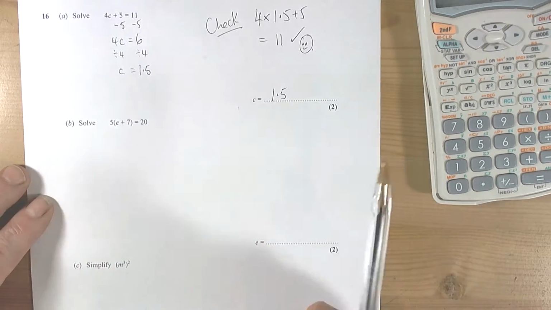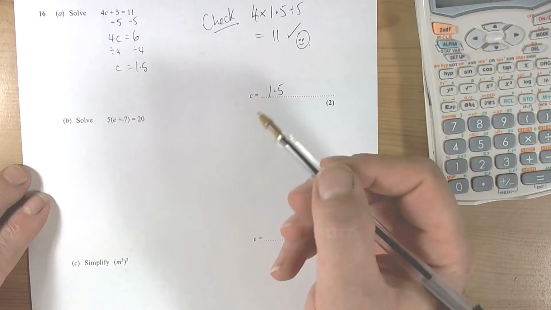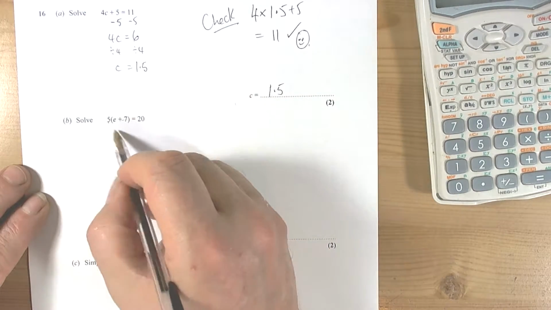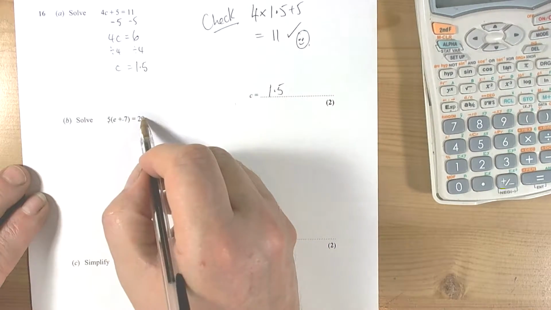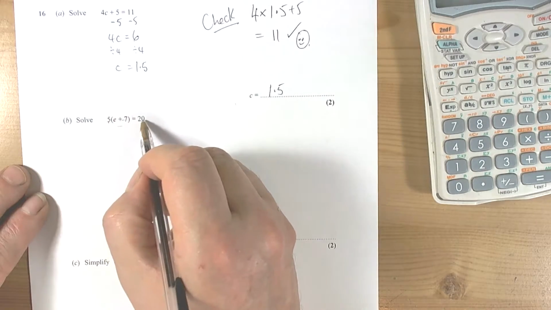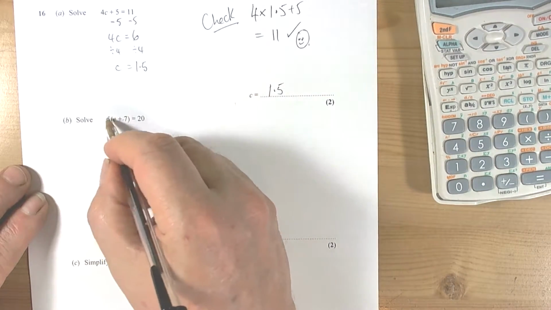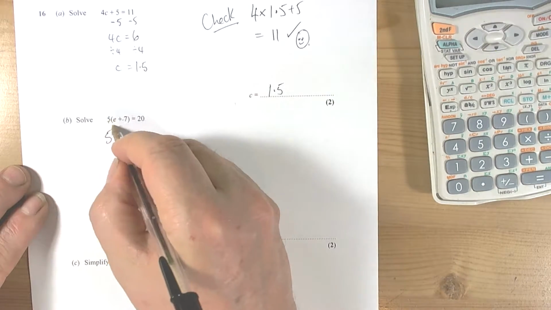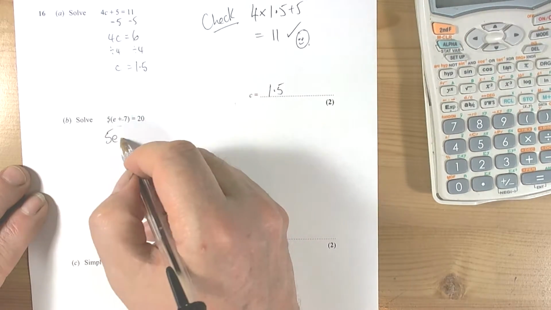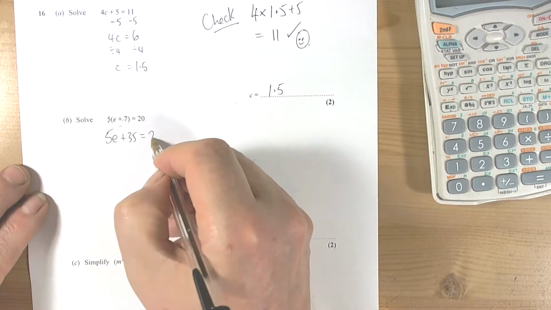So the next one says we're going to solve this with a bracket involved. So lots of ways of doing this. We could divide by 5 first and then take away 7, or we could multiply the bracket and then do whatever. So there's lots of ways of doing these calculations, but a lot of people would expand the brackets first. So 5 lots of E is 5E, 5 lots of 7 is 35, and that equals 20.